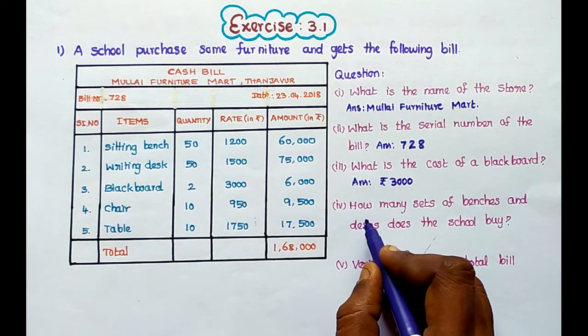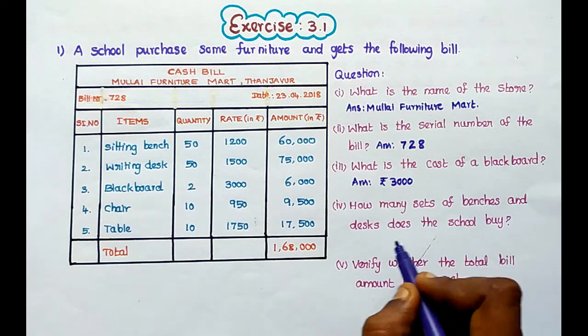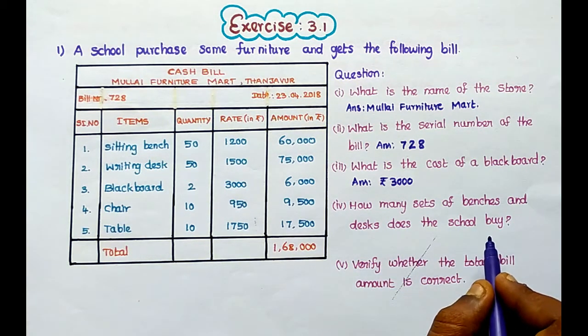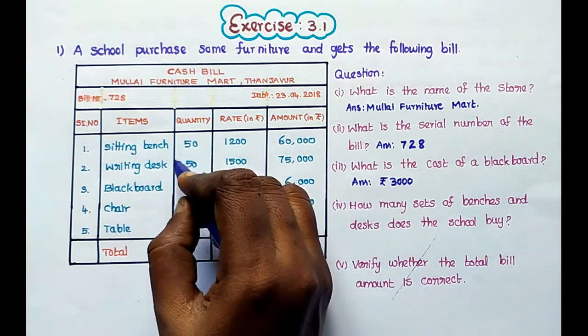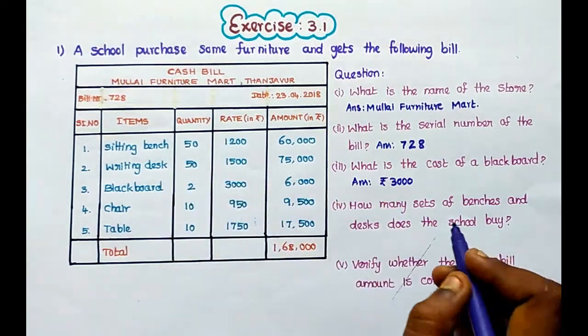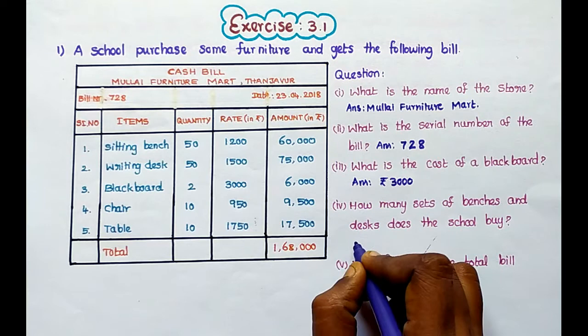Next one, how many sets of benches and desks does the school buy? How many benches and desks? 50. They ask for sets, so only 50.